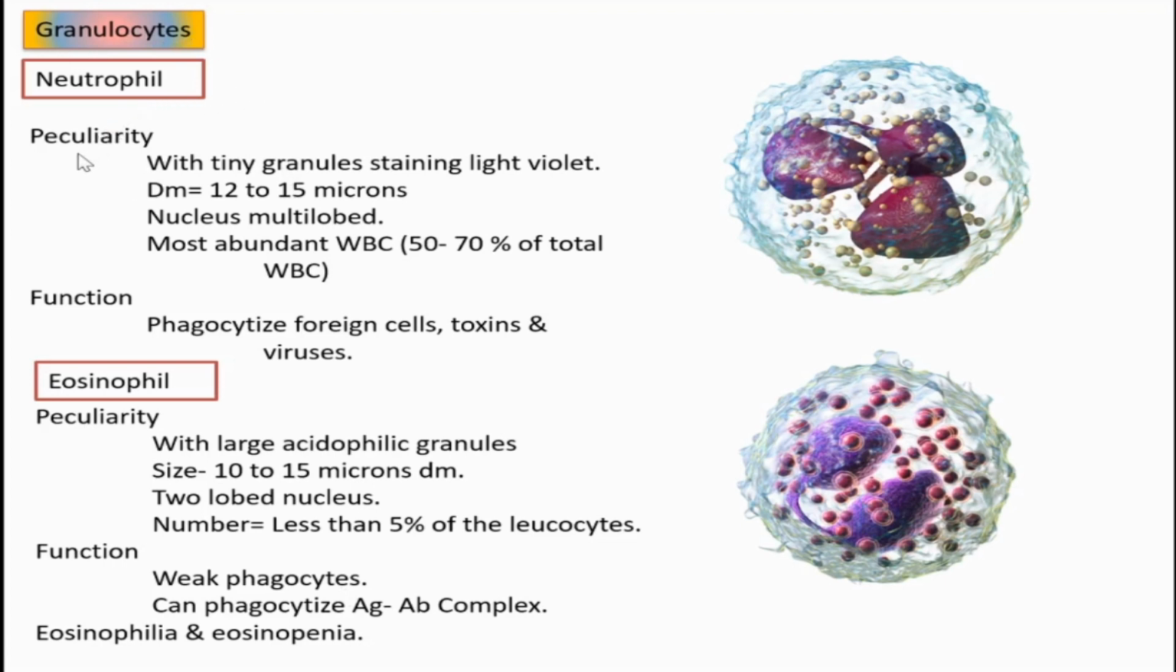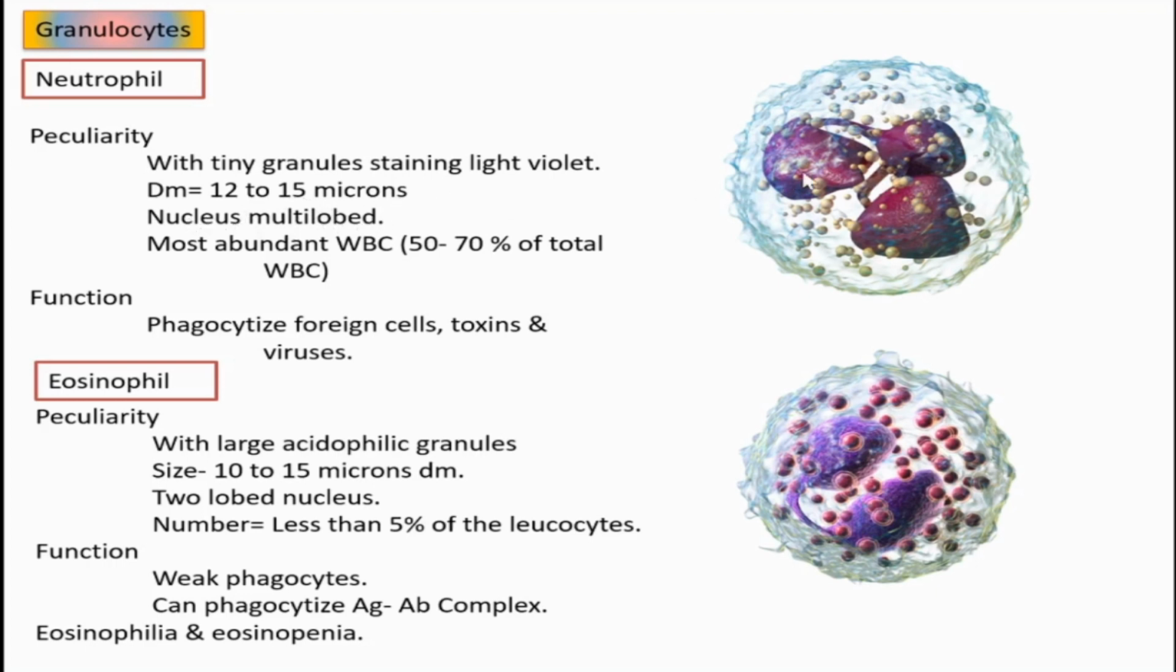Neutrophil. What are its peculiarities? This picture is given here. As a round structure, the cell membrane is there. Inside, we can see the nucleus is not round in shape. Some lobes are visible. They have tiny granules inside the cytoplasm, so they are called granulocytes. They stain light violet color. And what about its diameter? 12 to 15 microns is the diameter that we have to learn by heart.